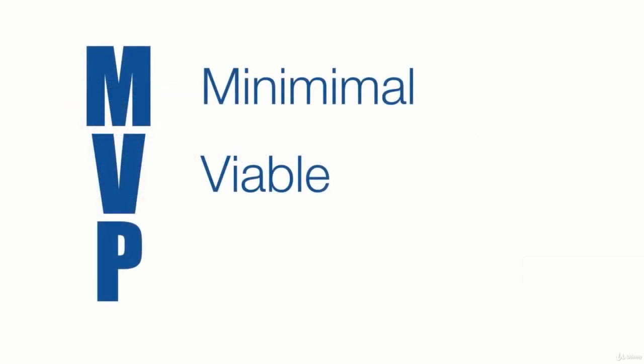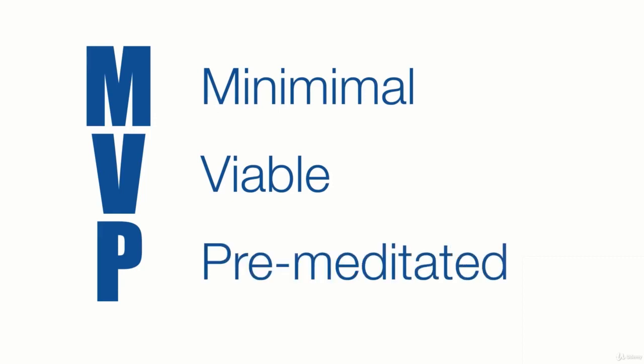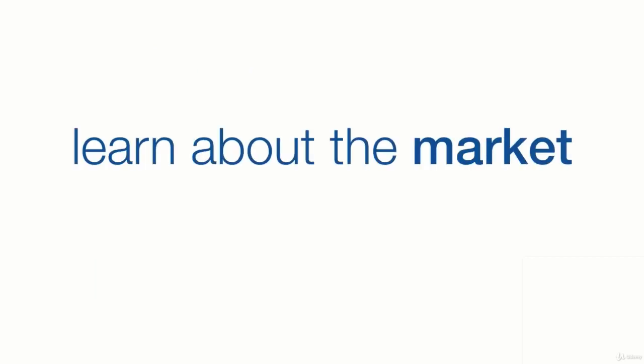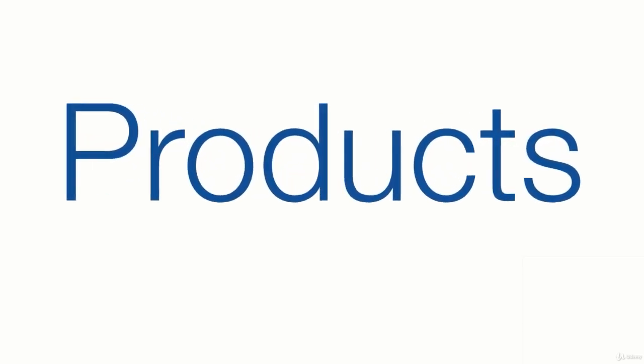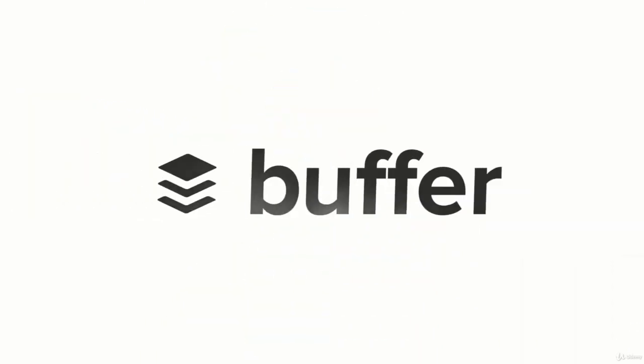But for now, let's stick with the P and temporarily redefine it to premeditated, meaning that the MVP must be a deliberate attempt to learn about the market. This rules out cases that look like MVPs in retrospect, but were really full products that just happened, to everyone's surprise, to develop into something big. Getting going, starting at number 3, it's Buffer.